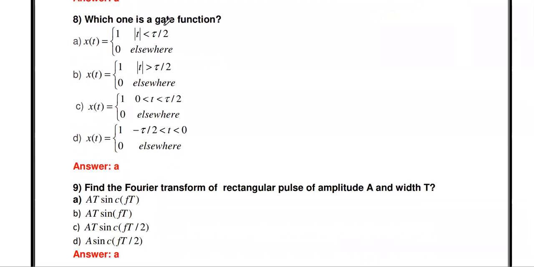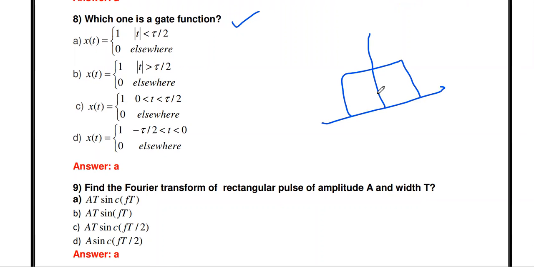And the next question, which one is a gate function? Okay, so already there was one question on the first standard signal, the gate function. So the gate function is nothing but the other name of the rectangular pulse. Okay, so the rectangular pulse is otherwise called the gate function. So you know the rectangular pulse has a constant amplitude for some time duration, minus T by 2 to T by 2, or some minus tau by 2 to tau by 2. Okay, this function is called the gate function.